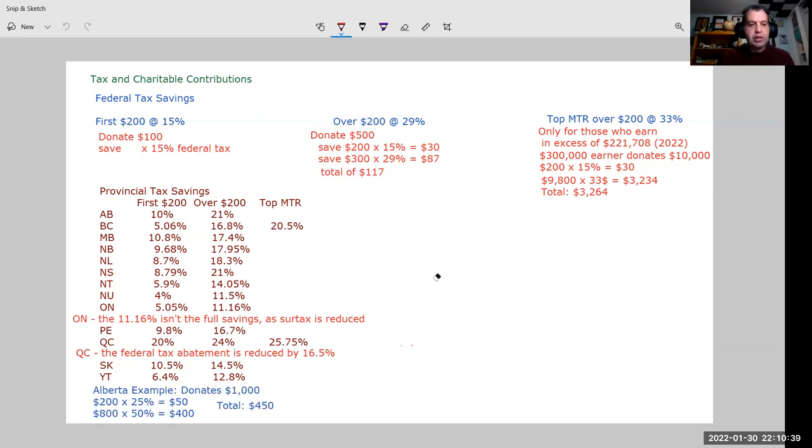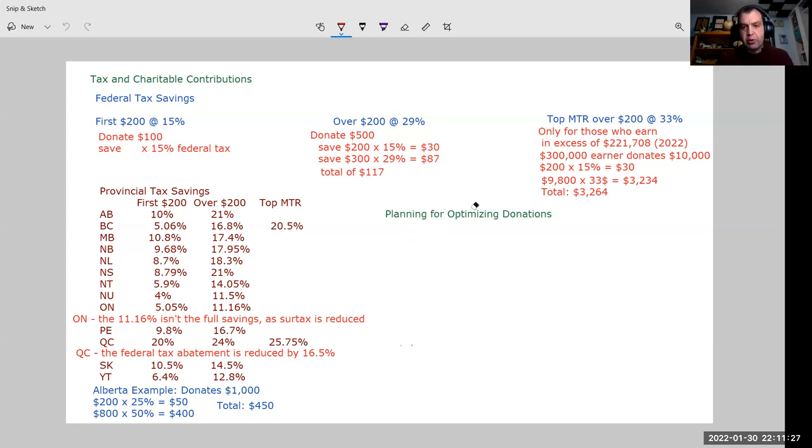So to see a combination where you get to see federal and provincial together, I've used an Alberta example. Alberta is pretty generous, actually, with a 21% tax credit on donations over $200, which is higher than the highest marginal tax rate in Alberta. So you would have $200 at 25% for $50. That's 15% federal and 10% provincial. And you would have $800 at 50%. That's 29% federal and 21% provincial. So that's 50%. You'd save $450. Once again, the incentive to donate more is greater as your amount of donation increases.